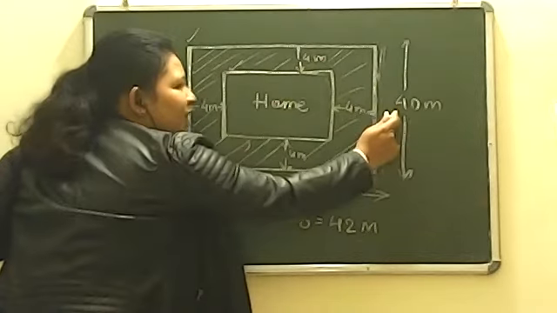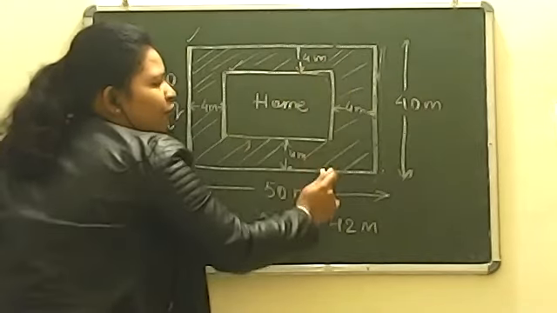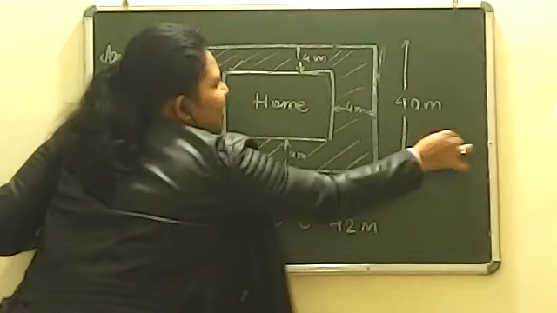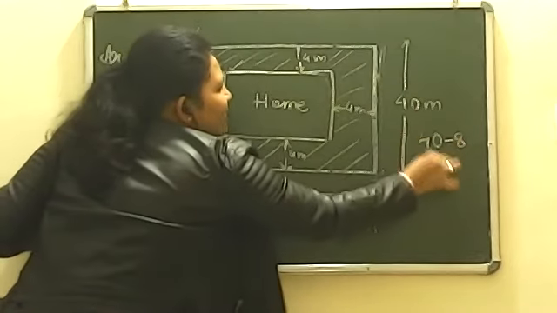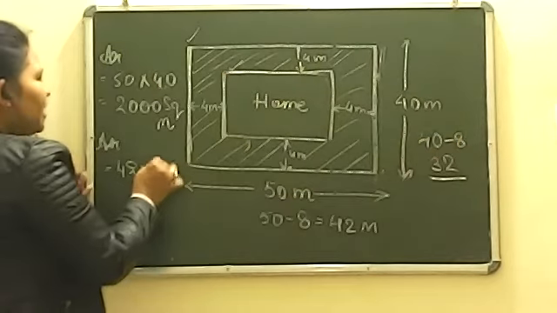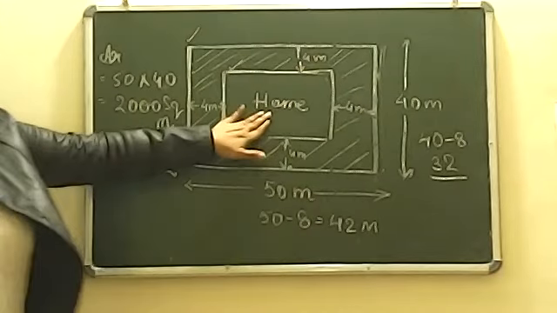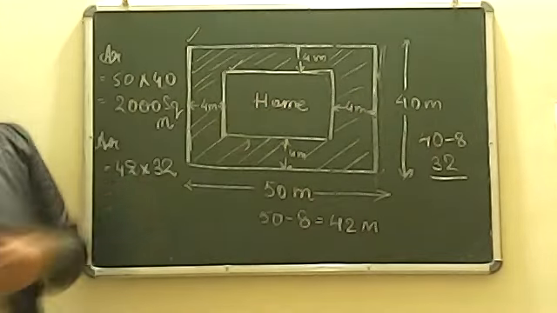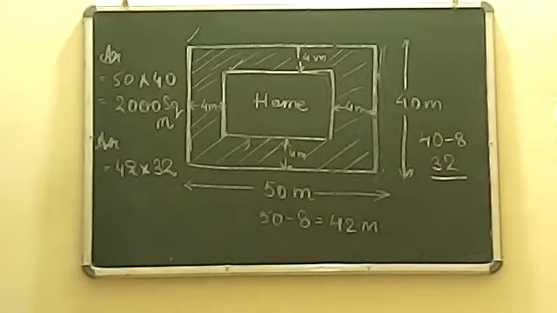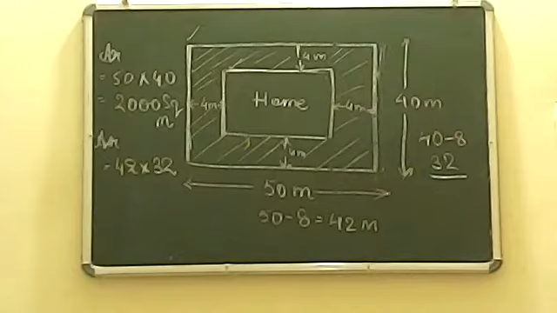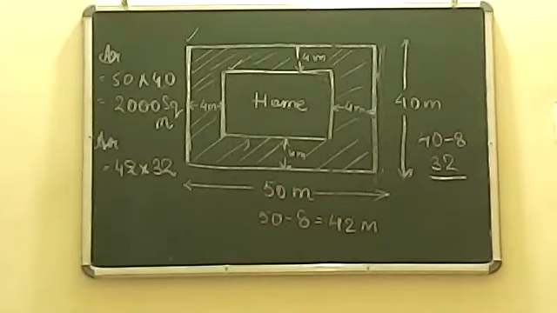Second dimension is 40. 4 from here, 4 from here means 40 minus 8 this side. So what will you get this time? 32. So 42 multiplied by 32 will give you the area of the inside portion, which is made for the living area. Okay. What are you getting in multiplication when you are doing 32 with 42? Tell me faster. When you are multiplying 32 with 42, what are you getting? 1344. Okay, 1344 you are getting.